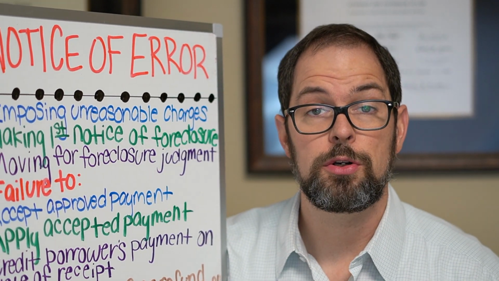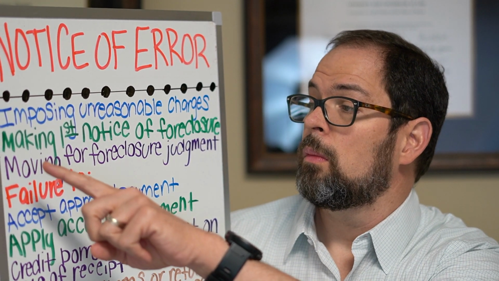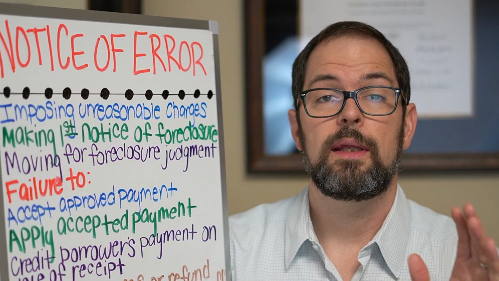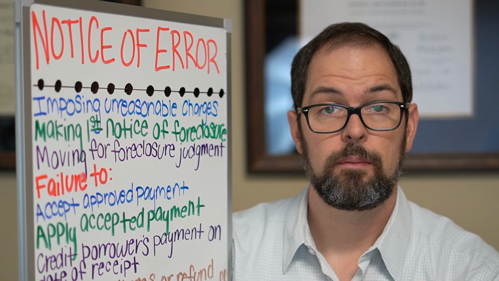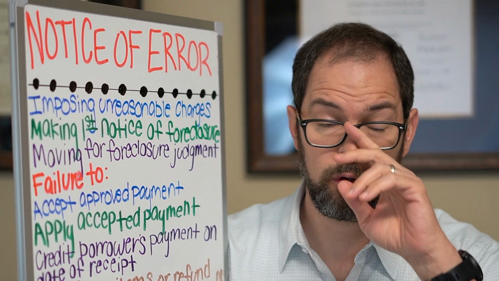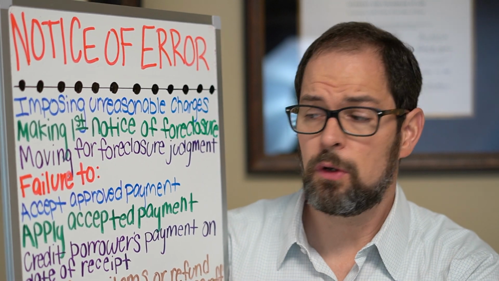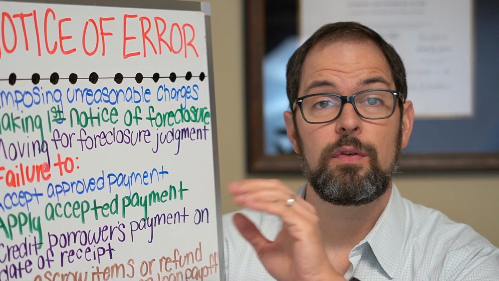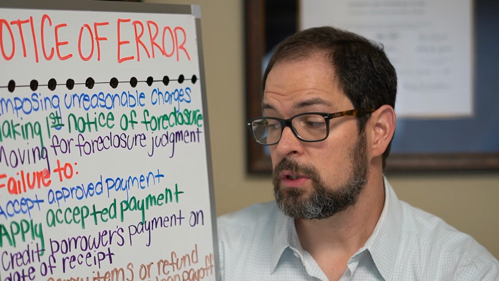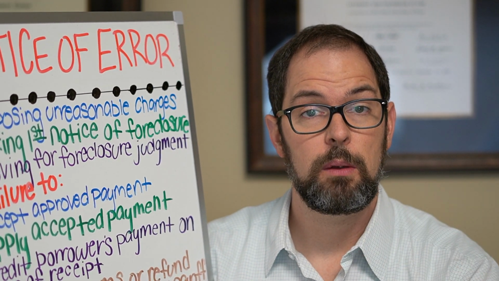Imposing unreasonable charges. If they charge you an unreasonable fee, send them notice of error. Making the first notice of foreclosure illegally, or moving for foreclosure judgment wrongfully. Any of that you can send a notice of error for. You can also send notices of errors for failures of mortgage servicing. The failure to accept an approved payment. So if they don't accept your payment, you can send a notice of error. Failure to apply an accepted payment. If they accept your payment but don't apply it, notice of error.